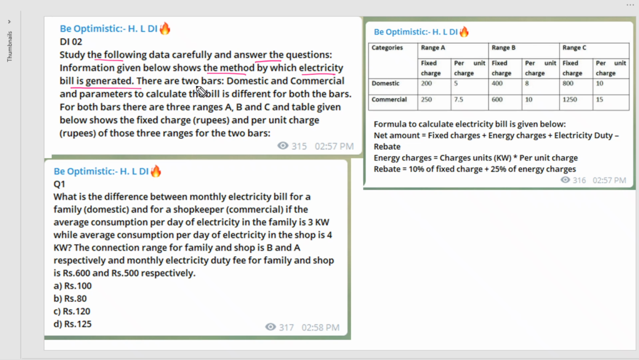So there are basically two bars in this DI. One is called the domestic and the other is called commercial. So you can see this is the domestic and this is the commercial bar. Okay, and the parameters to calculate the bill are different for both the bars.